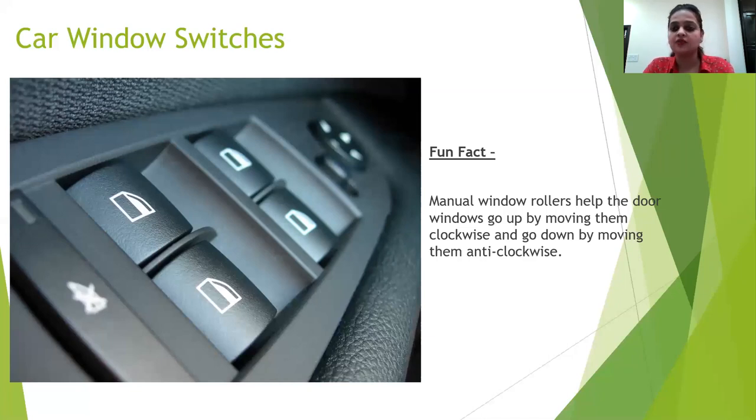You just see the fun fact that in manual windows, rollers help the door windows go up by moving them clockwise and go down by moving them anti-clockwise. Okay, children? So in manual windows, like in all the cars, we don't have power windows. Some cars have manual windows also. So in that, we get a roller, right? Manual window roller is there, wherein we need to move it clockwise or anti-clockwise if we want the glass to go up or down, right?